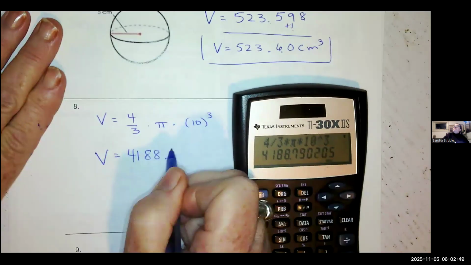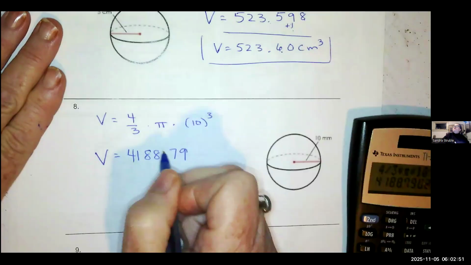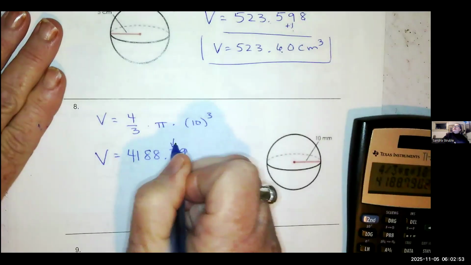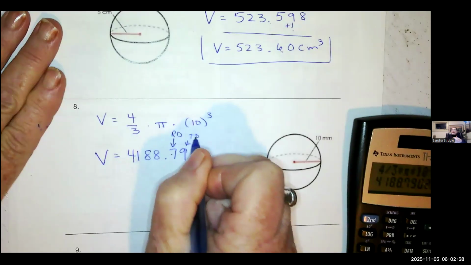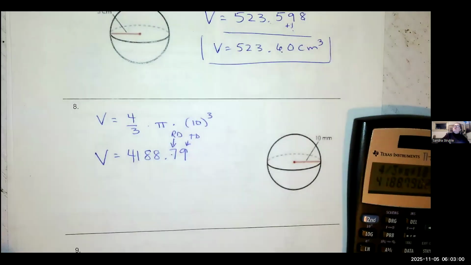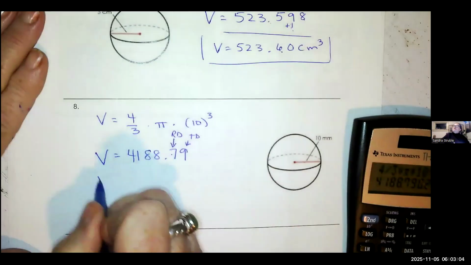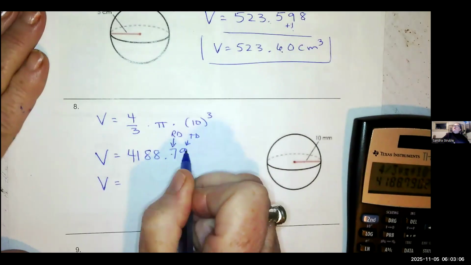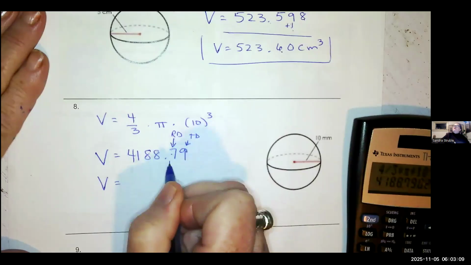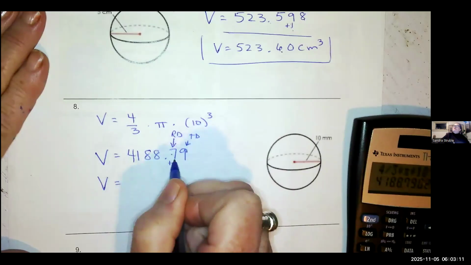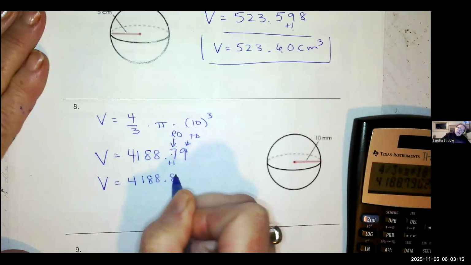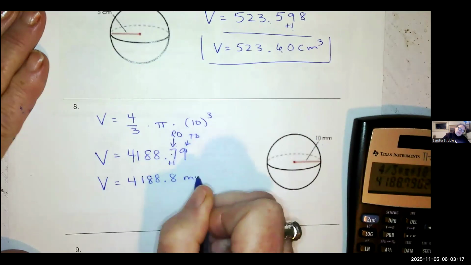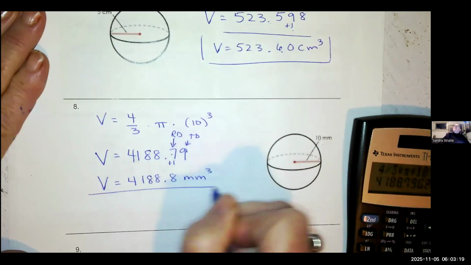I want to round it to the 7. So if you would please pause your video, there's your rounding digit. 9 is your test digit. Pause the video, attempt this rounding, and then come back to see how you did, because this is an important part to understand. So my volume is, because my test digit is 9, that means I'm going to add 1 to my rounding digit. So 4,188.8. My unit is millimeters, and it must be cubed. It could be cubic millimeters if you'd rather write that instead.